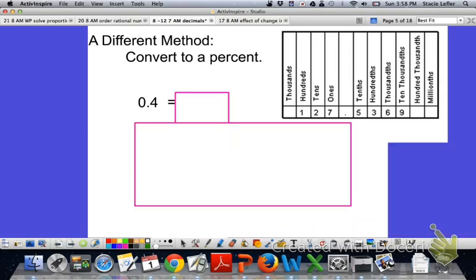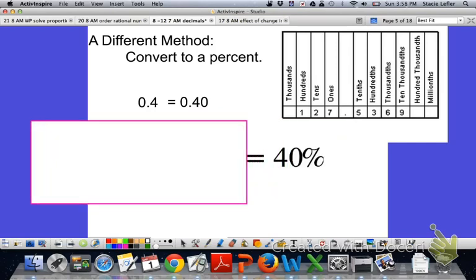Or if you prefer, you could first rename the decimal by adding a 0 behind it. So we have a little tail 0 on there, and there's 40 hundredths. Once you have that, then you know your percent is 40%.